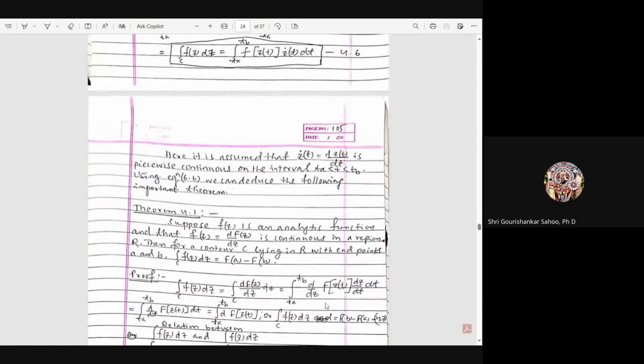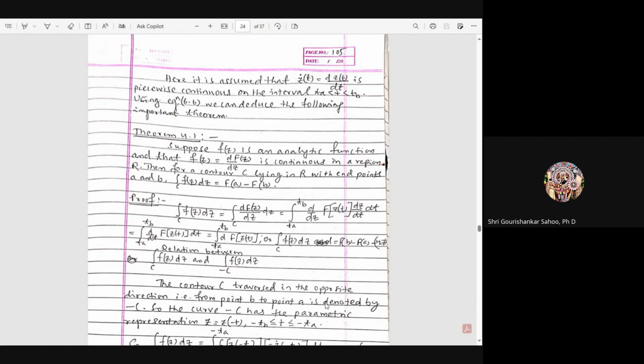So by substituting these in the original equation, you have your integration over the contour f(z) dz is equal to the integration from ta to tb of f of z(t) z dot dt. Z dot is equal to the derivative of z. So here you assume that z dot is equal to dz by dt, and it is piecewise continuous on the interval t greater than ta and smaller than tb.